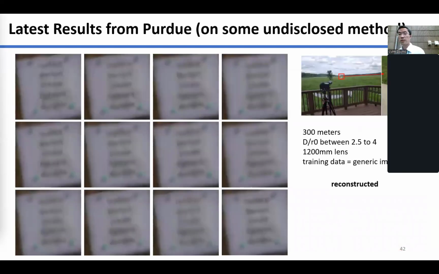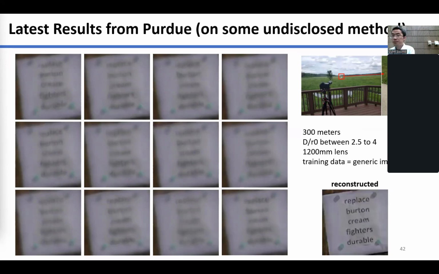Some of the latest results from our group on some undisclosed method, because right now there are bans on whatever venue, okay? I don't want to comment which particular venue we submit to. There are multiple venues. They have this kind of social ban, so I'm not going to tell you where we're submitting to. But we do have some results.